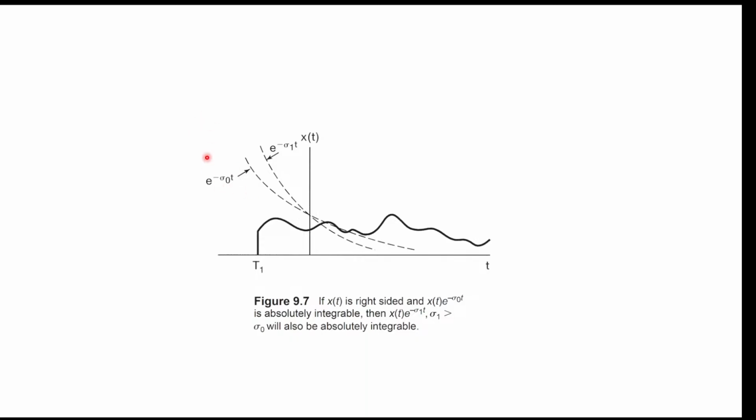And here is a bit of a picture that talks about the intuition. So we have exponential decaying on e to the minus sigma 0 t, and then we have sigma 1 bigger than sigma 0, so it's exponentially decaying even faster. So the integration on the positive t part will be even smaller, and on the negative t part it is bounded by at most the difference at t1. Okay.